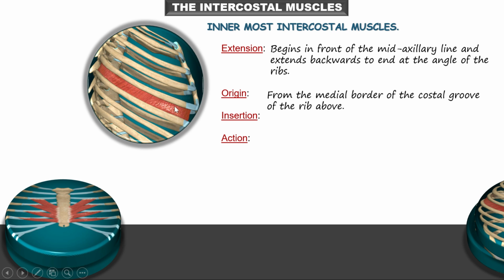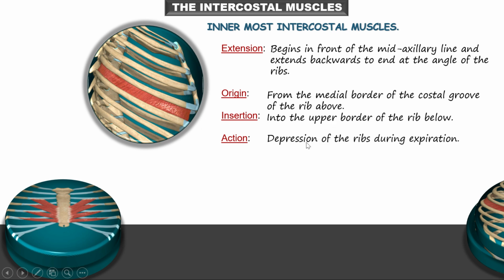And this is very important because the neurovascular band of structures runs in between these two layers of muscles, the internal intercostal muscles and the innermost intercostal muscles. But do not forget, the innermost intercostal muscle is part of the larger group called the transversus thoracis muscle. So in this particular case, we are looking at the innermost intercostal muscle, and the insertion, all of them, they insert on the rib below. So it inserts onto the upper border of the rib below, and the action is depression of the ribs during expiration. So they are also muscles of expiration.